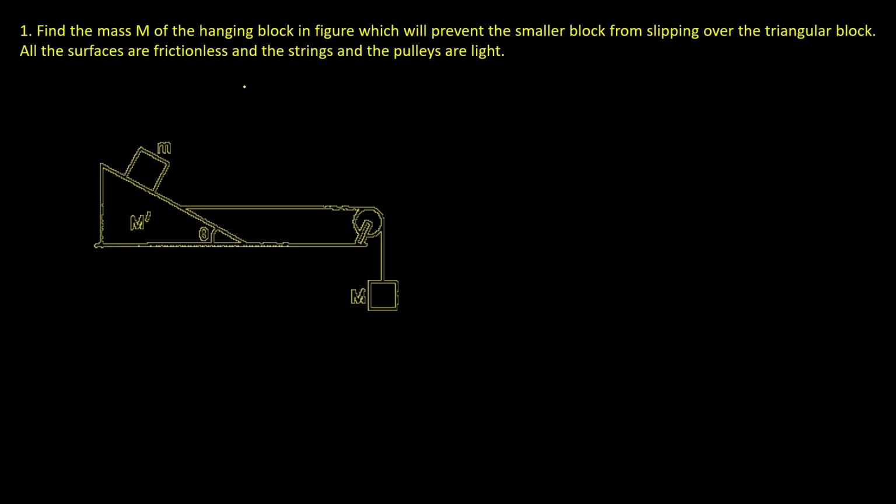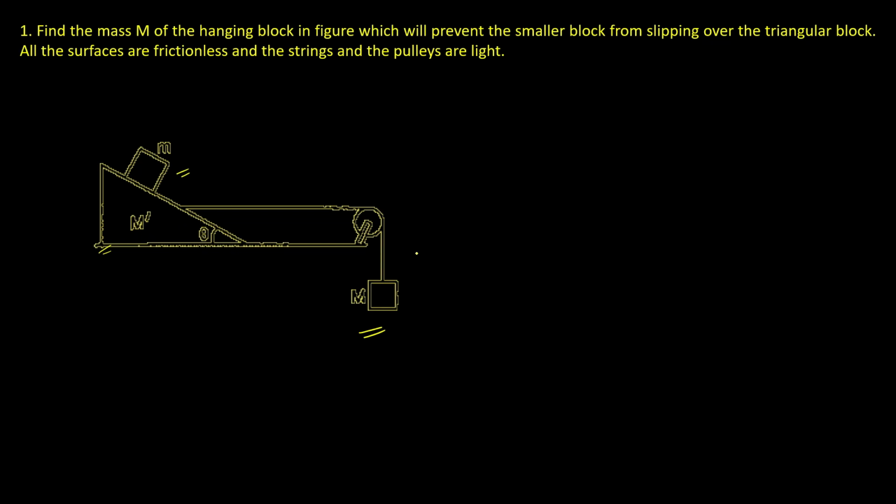Now let us begin. So the first question in this regard is, find the mass m of the hanging block in the figure, which will prevent this small block from slipping over the triangular block. All the surfaces are frictionless and the strings and the pulleys are light.